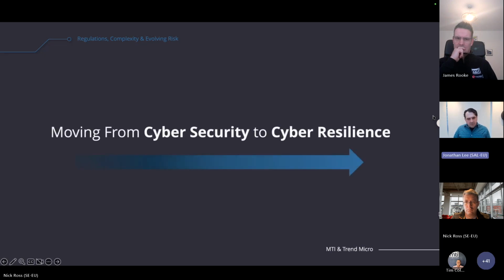So really what we need to do is move from cybersecurity to resilience. You know, cybersecurity has become a business continuity problem and a service continuity problem for us that work in the public sector.